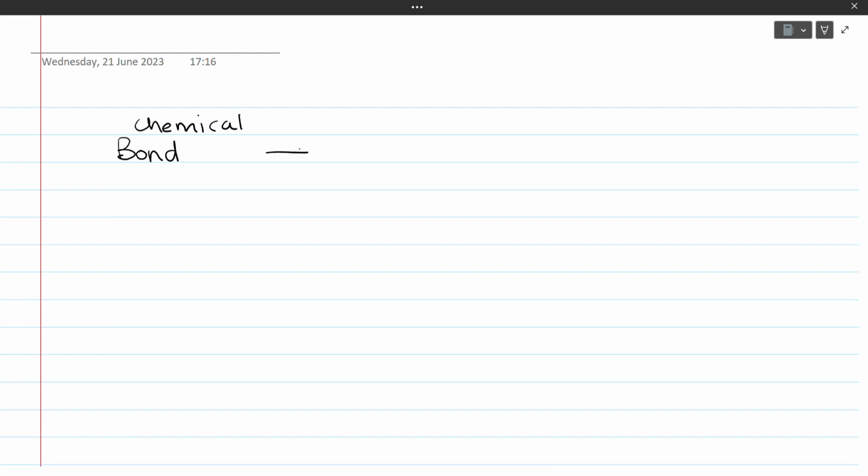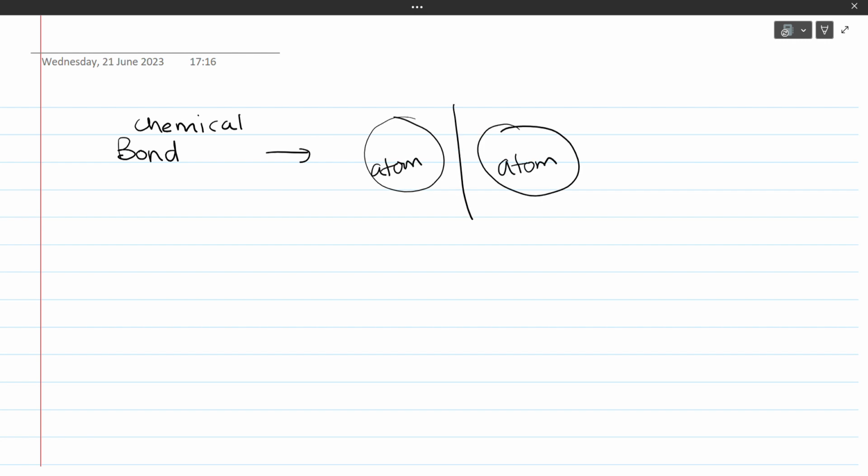So when we talk about a chemical bond, this is between two atoms. Okay, so we've got an atom coming together to form a chemical bond. The types of chemical bonds we've looked at were the nonpolar bond, the covalent bond, and the ionic bond.